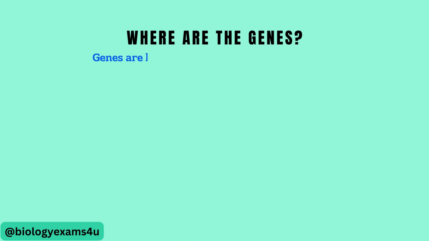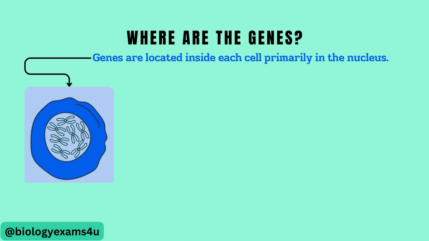Genes are located inside each cell, primarily in the nucleus, even though there are some genes in mitochondria or chloroplast in the case of plant cells. As you see, this is the nucleus. Inside the cell nucleus is the site where genetic material is present, and we can see genes in different forms during different stages of cell division.